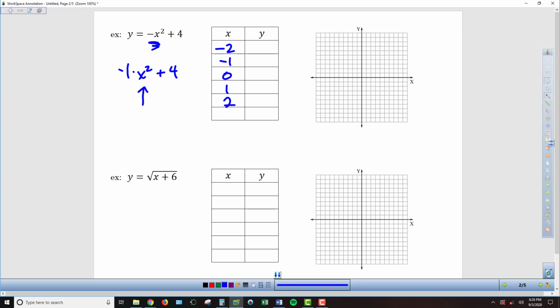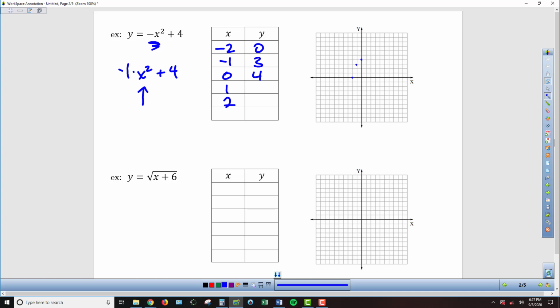So if we plug in -2 for x, -2 squared is 4. 4 times -1 is -4. -4 plus 4 gives us an output of 0. If we plug in -1 for x, again, we have to square it first, so we get +1, but then we hit it with that negative right away to make -1. -1 plus 4 gives us 3. So I'm left 1, and up 3. If we plug in 0, we're going to get 0 plus 4, so we get 4.